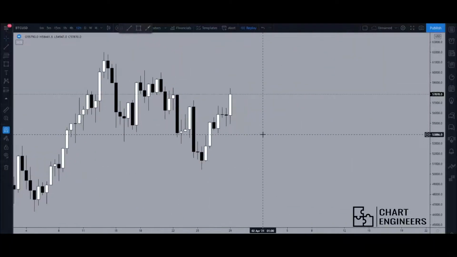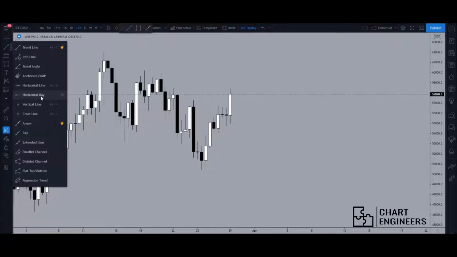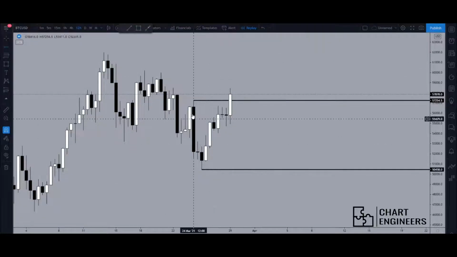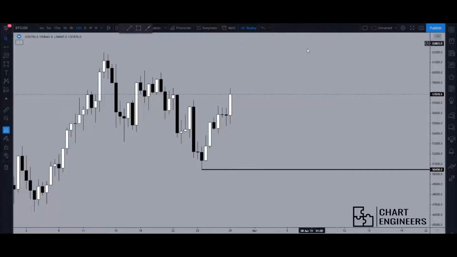Here we can see we have the Bitcoin chart, and this is going to be last week Monday, the 29th of March. Now as we can see, this would have been our market structure high, and then here would have been our market structure low, and we have had a market structure break to the top side, so this is putting us in an uptrend.